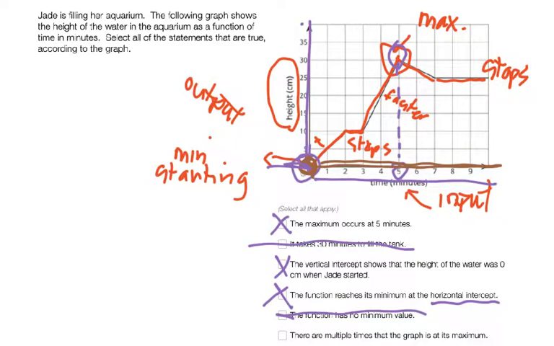There are multiple times that the graph is at its maximum. Nope, not true. Remember what I said. 1 maximum. All right, 1. All right, moving on. Hopefully that made more sense if we just kind of break it down.